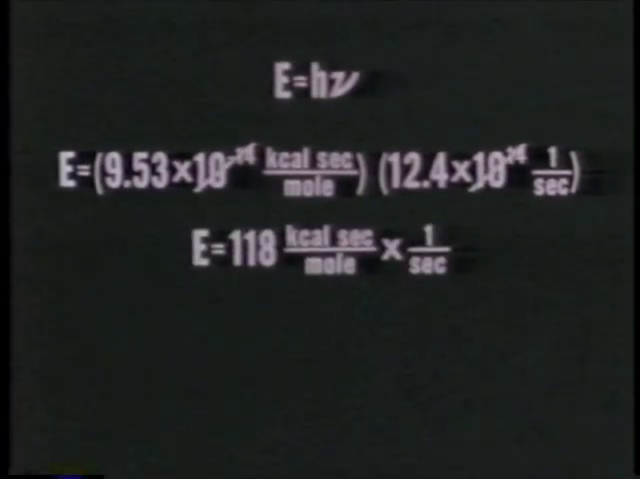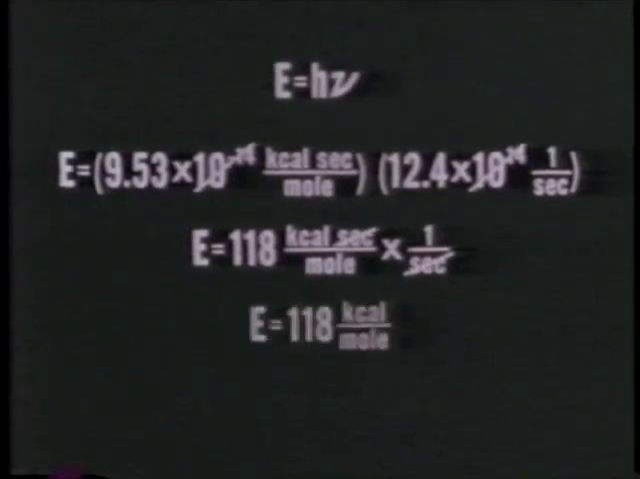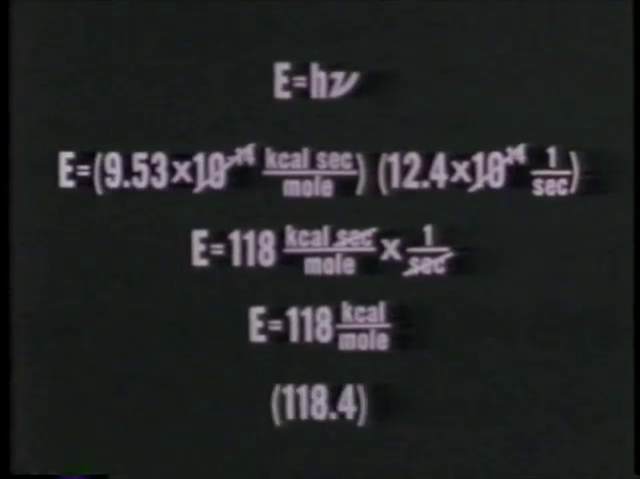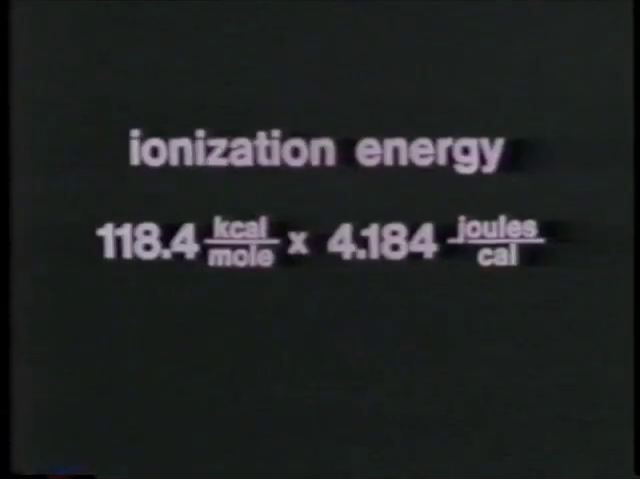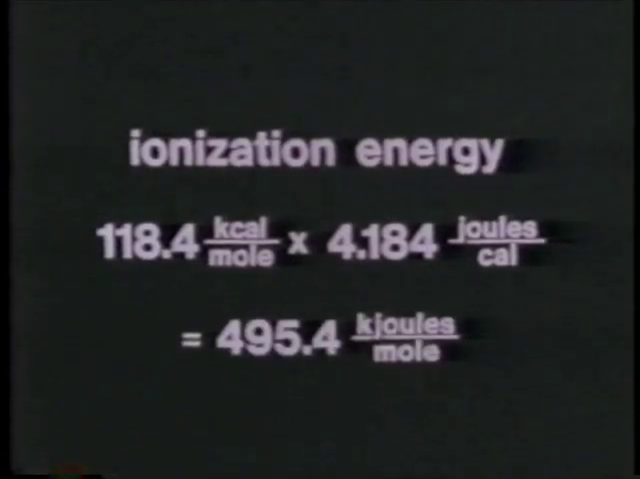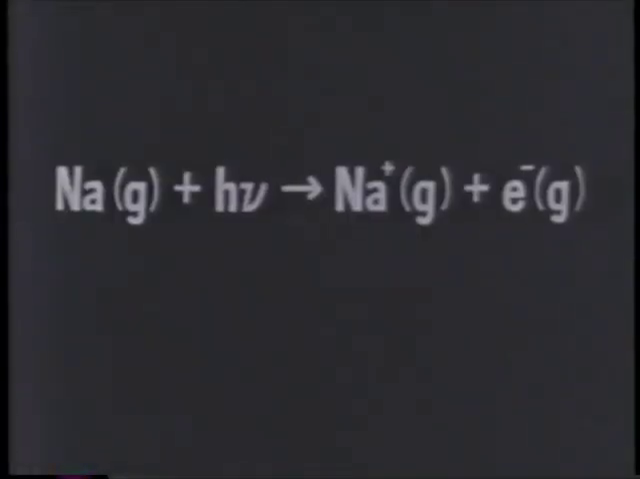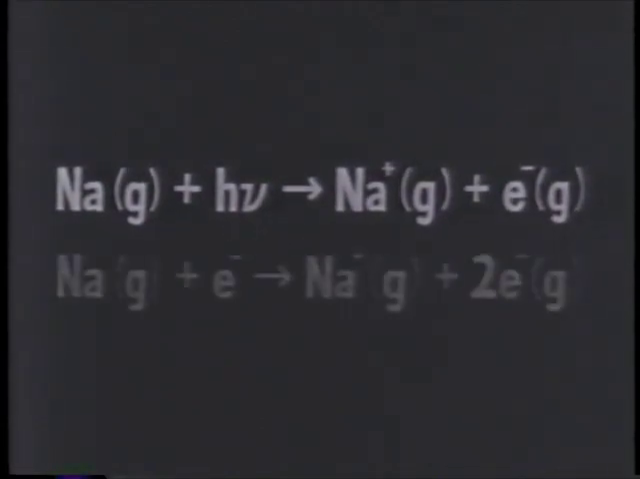118 kilocalories per mole. Considering the simple apparatus used, this value compares well with the accepted value of 118.4 kilocalories per mole, or 495.4 kilojoules per mole. You have seen that one of the ways to measure ionization energies is to use photons to provide the energy for ionization.